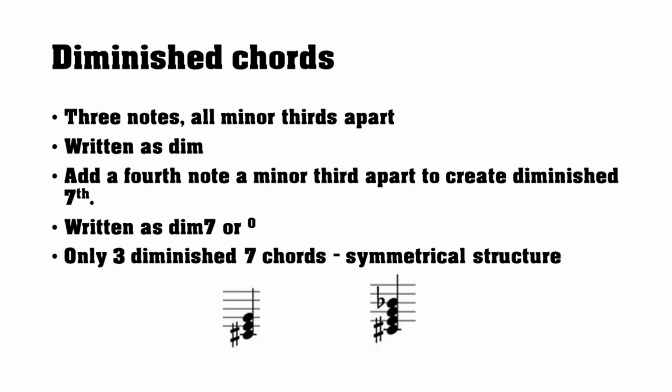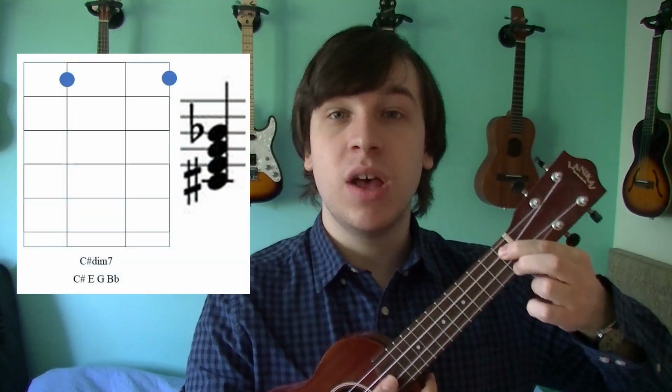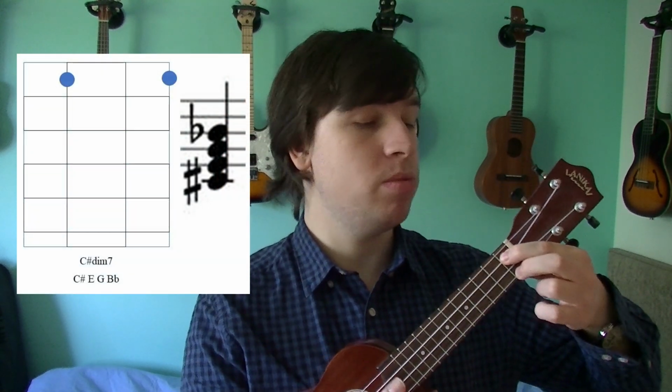This is called a symmetrical structure, whereby a limit is put on how many notes you can have in a chord before you start repeating yourself. You can start at a C sharp diminished 7. It's the lowest C sharp diminished 7 chord you can play.